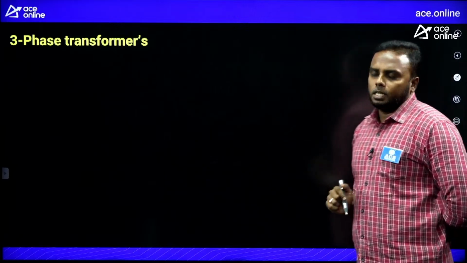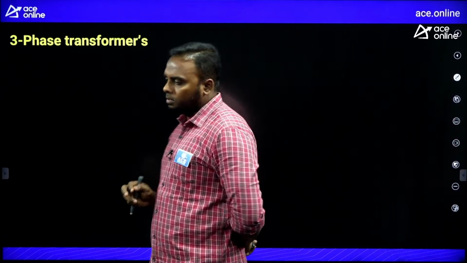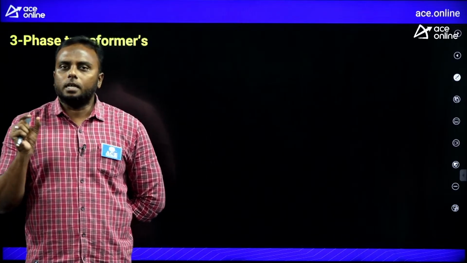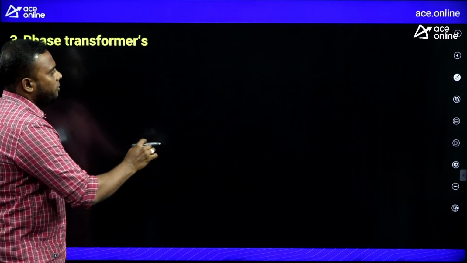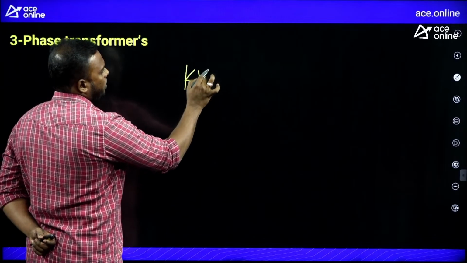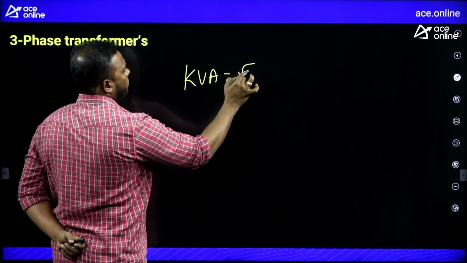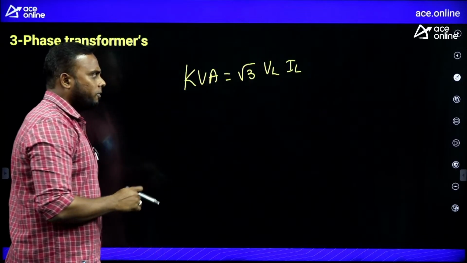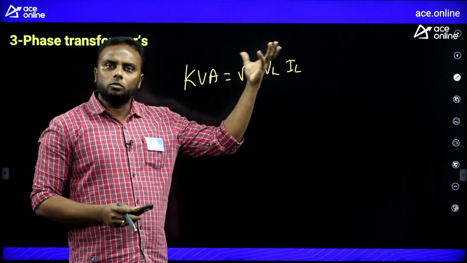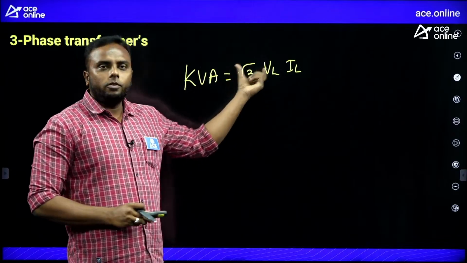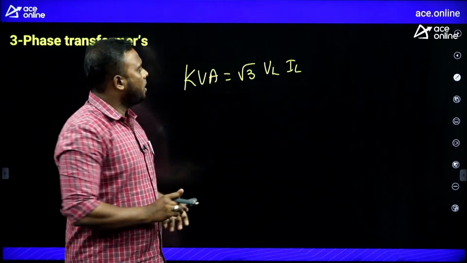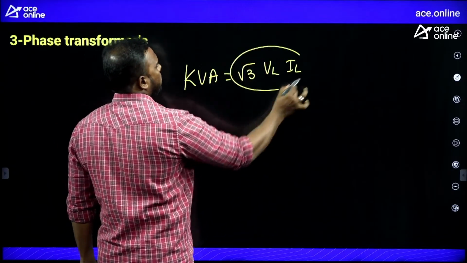Next, in three-phase transformers, the points we need to focus on mainly are voltage, current and kVA calculation. In three-phase, what is the kVA rating of the transformer? √3 VL IL in terms of line values. And here people generally get confused about when to take √3 and when to take 3. 3 is for 3 V phase I phase. When you use phase voltage and phase current, then 3 times. Otherwise, with line values, we take √3 VL IL only.